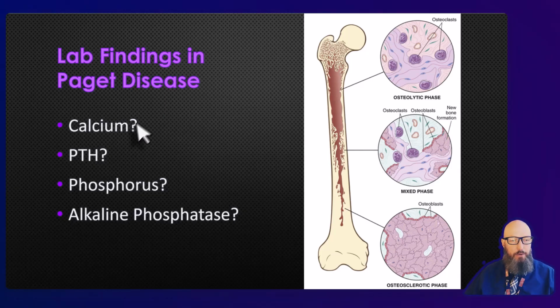So how is that going to affect calcium, PTH, phosphorus? Actually, these are pretty normal. You might think low calcium because we're unable to resorb, but calcium is tightly controlled, and so that stays relatively normal. So does PTH, so does phosphorus.